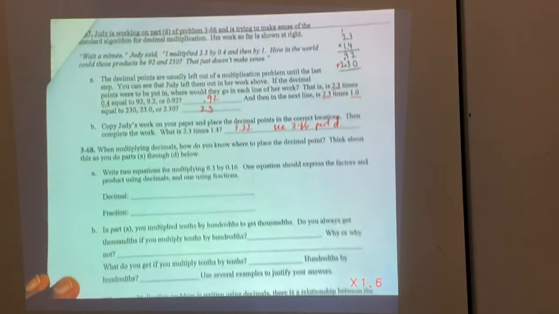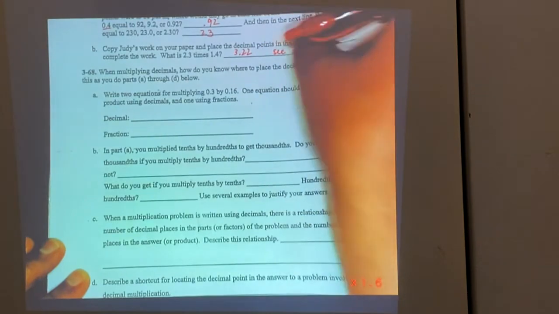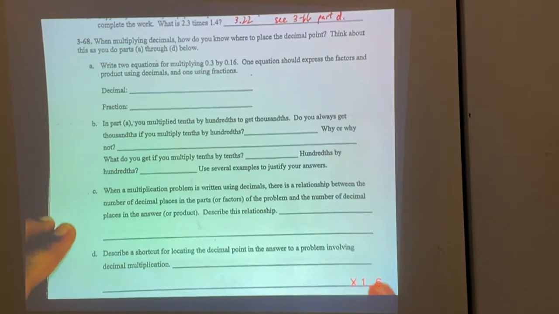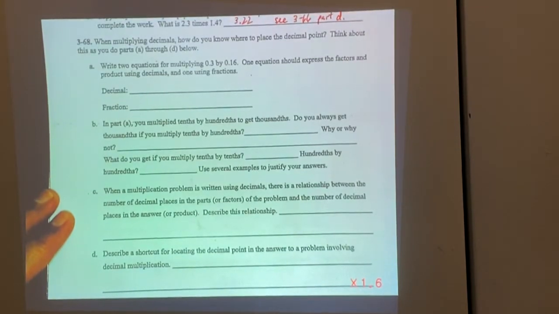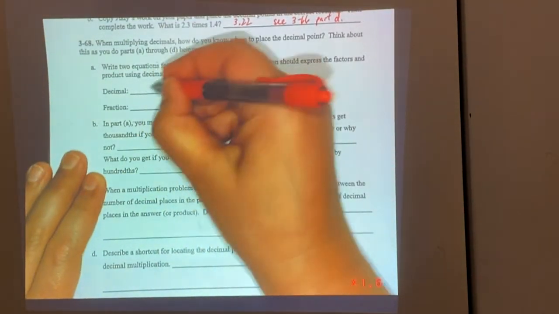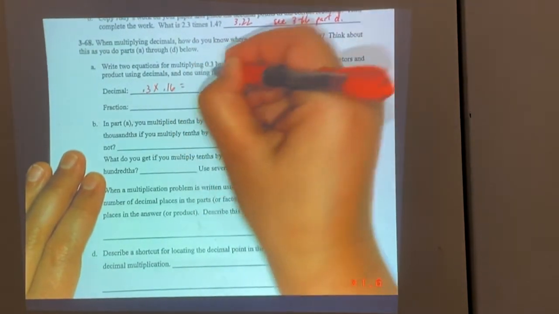Okay. 68. Can you get the whole thing of 68 in there? Almost. I need to make sure the whole problem is in there. Okay, here we go. When multiplying decimals, how do you know where to place the decimal point? Think about this as you do parts A through D below. Write 2 equations for multiplying 0.3 by 0.16: one as factors and products using decimals, and one as fractions. Okay, so the decimal one's given to us. 0.3 times 0.16.